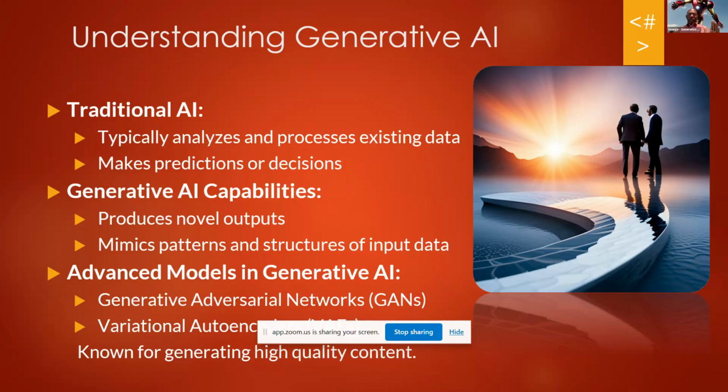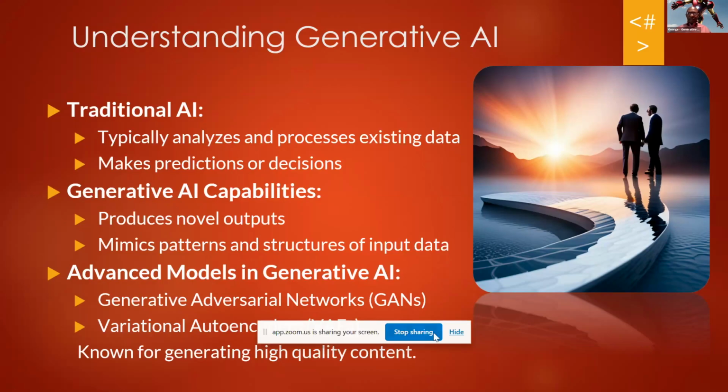So what we see here is generative AI goes beyond the traditional AI because it produces novel outputs, right? So what you're seeing is that production of these novel outputs. It mimics patterns and structures of the input data. And so we want to talk about that and what that means to a project manager.